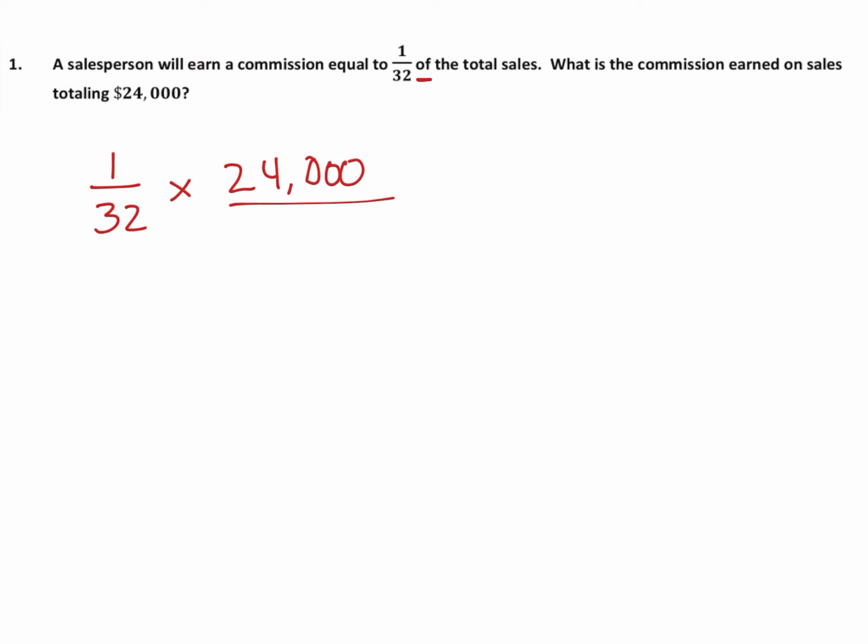So 24 and 32 both have factors of 8. 8 goes into 32 4 times, and 8 goes into 24 3 times. So that gives us 3,000. Both of those are even, so I can take a 2 out. 2 goes into 4 2 times, and 2 goes into 3,000 1,500 times. But they're both even too, so I can do it again.